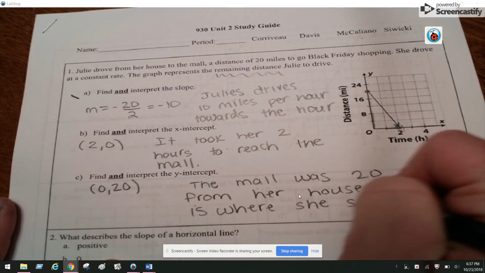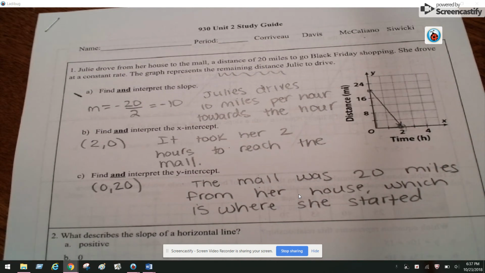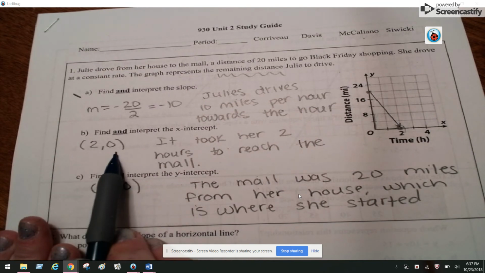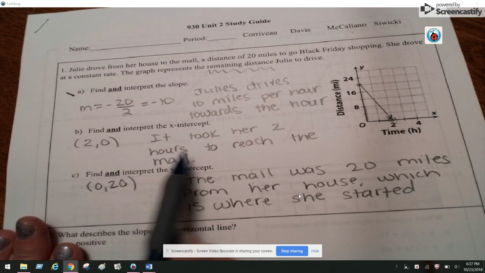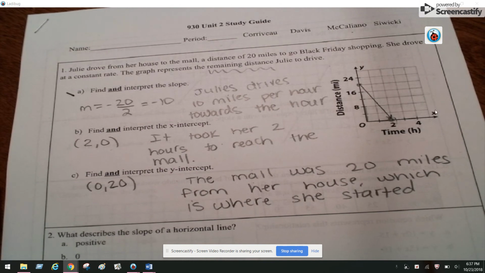It's important to make sure that you always have your interpretations down because that's going to be really, really big, I know, on the test, and that you are finding and interpreting those 2 separate parts. And that ends our first problem.